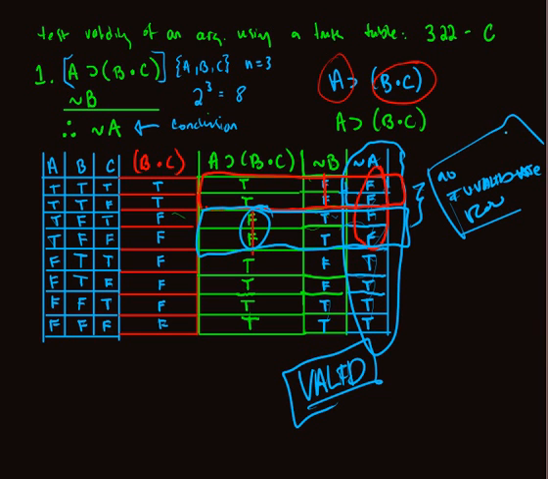So that is how you determine the validity of an argument with the truth table. I hope that was a little bit helpful and not too painful.